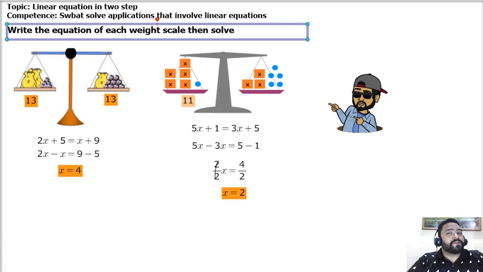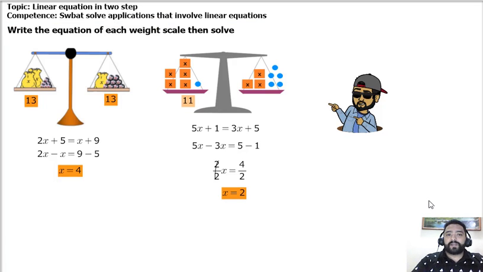Everyone. Today we are going to talk about linear equations in two steps, or with variables on both sides. And we are going to use the idea of linear equations. And remember, basically a linear equation is when we have the same quantity on both sides.